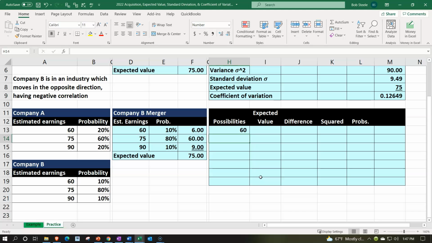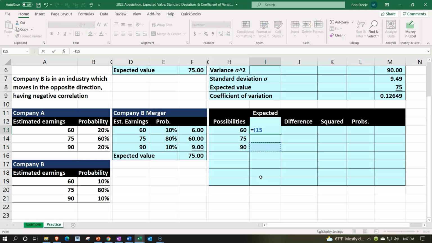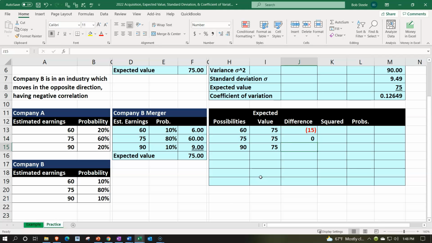And we would expect the second one to be lower, given the description we had up top of it being in a negatively correlated area compared to company C. So we're going to say 60, 75, and 90. We're going to compare that to the average, or the mean, or the expected value, in other words. Picking up the 75, subtracting that out: 60 minus 75 gives us negative 15. 75 minus 75 is 0. 90 minus 75 is going to be the 15 on the positive side.